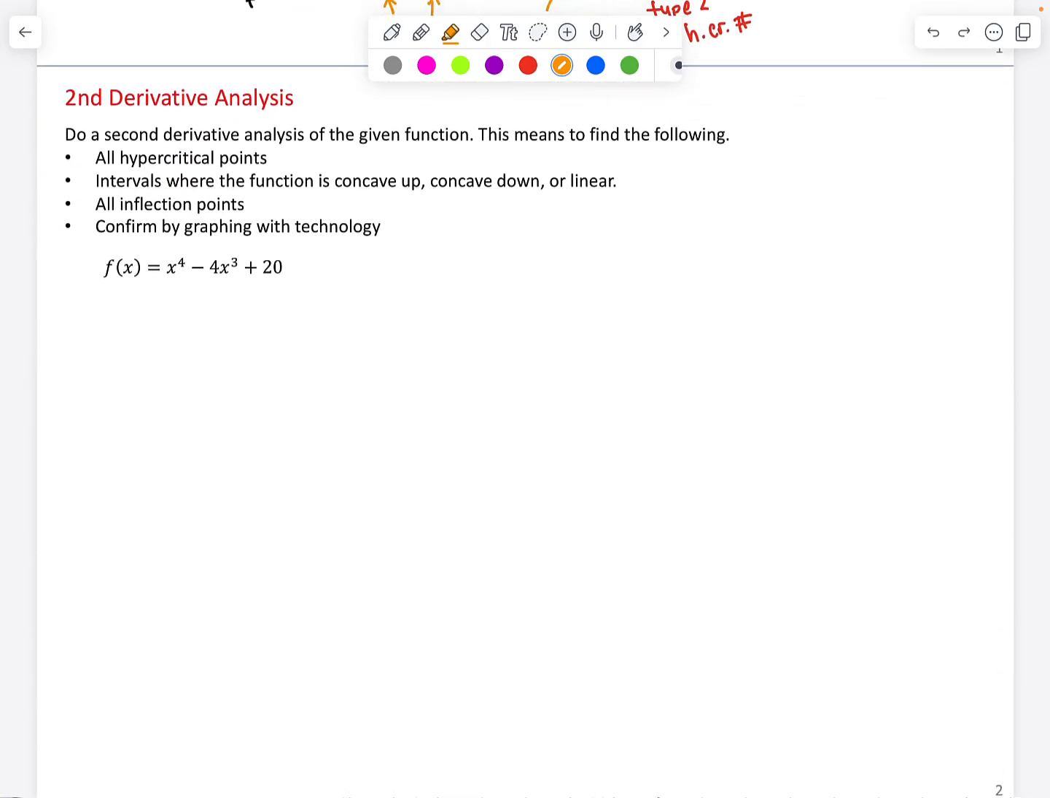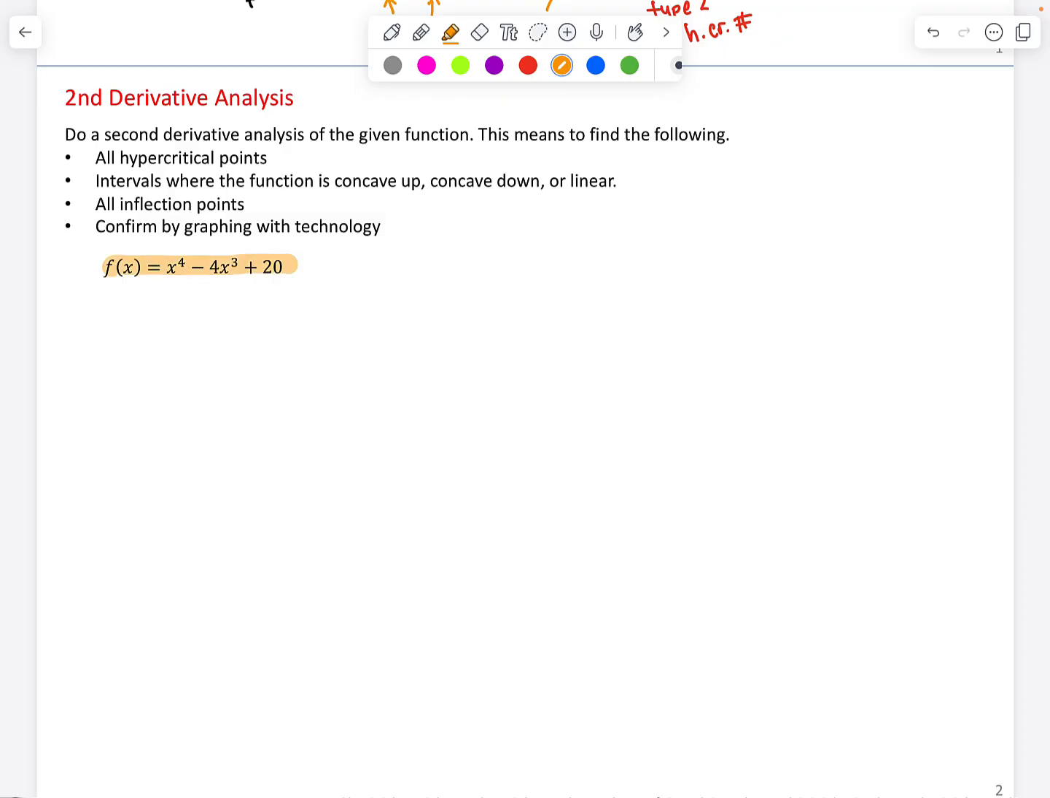Do a second derivative analysis of the given function. This means to find the following: all hypercritical points, intervals where the function is concave up, concave down, or linear, and all inflection points. Confirm by graphing with technology.